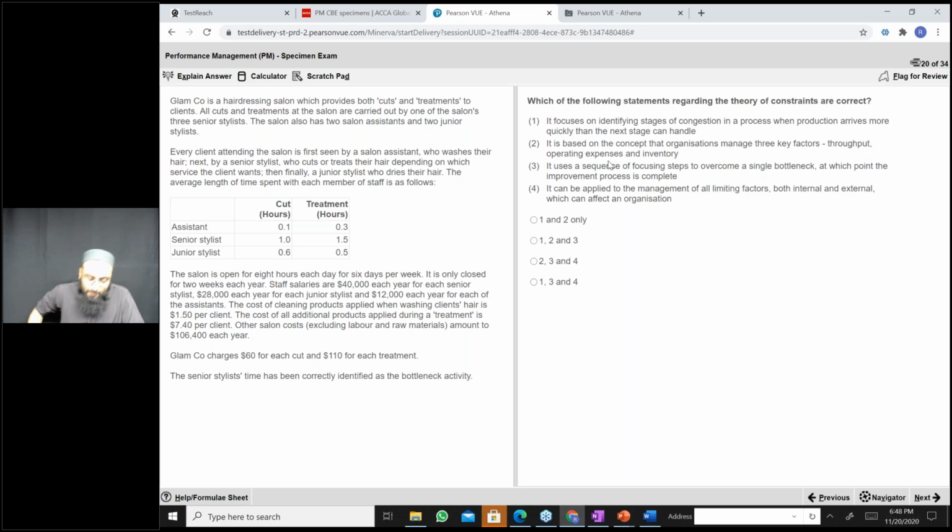Last, it can be applied to the management of all limiting factors, both internal and external, which can affect the organization. It's wrong because it is just focusing on internal limiting factors like machine hours or labor hours. So my friends, the answer is A, statements 1 and 2 are the correct statements. Agreed, my friends? Happy?